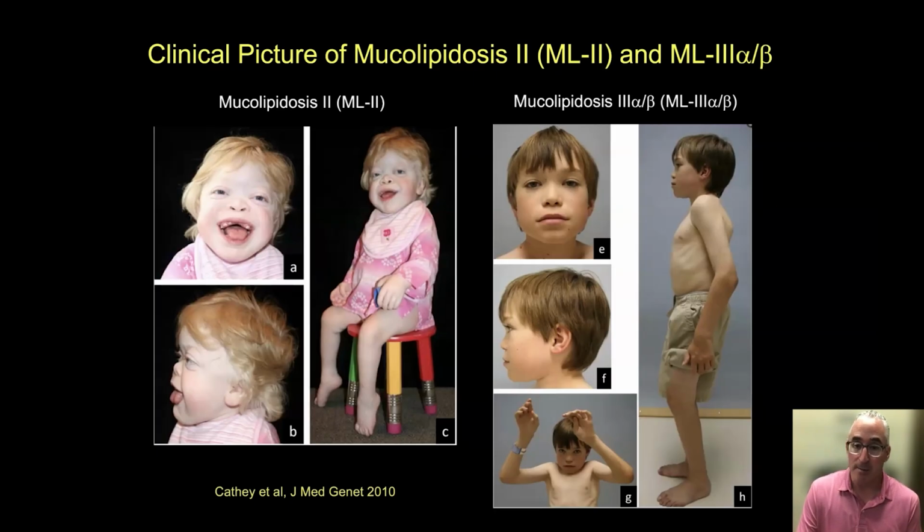You can see maybe the skeleton isn't as affected, but he still has contractures of the hands, some coarse features, and has difficulty raising his arms above his head. So we view these diseases really as connective tissue or skeletal conditions.